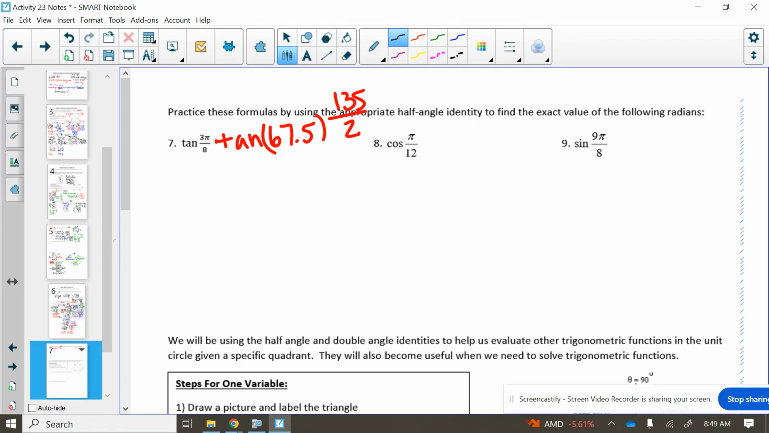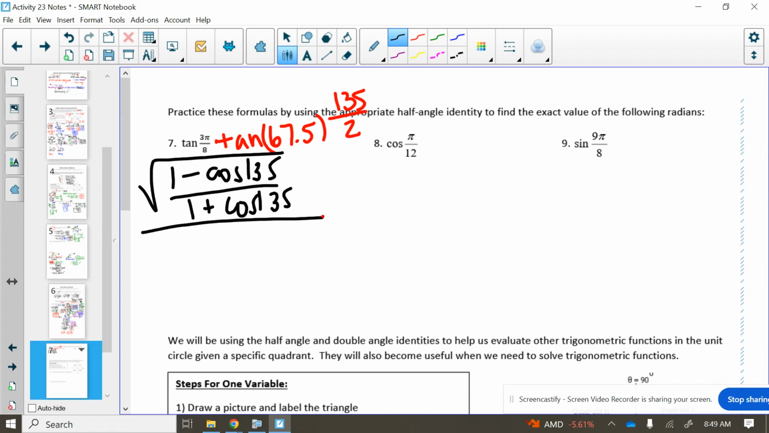Again, you have two options. You can either be taking 1 minus cosine of 135 all over 1 plus cosine of 135, and simplify that. Or we can take 1 minus the cosine of 135 all over the sine of 135, and simplify from there. Now, reminder, this should be a plus sign out front because 67.5 is in quadrant 1, and our cosine is positive there.